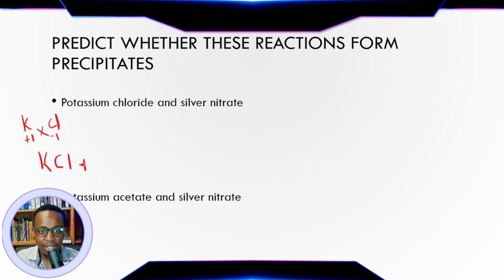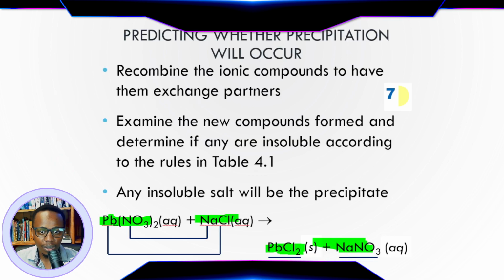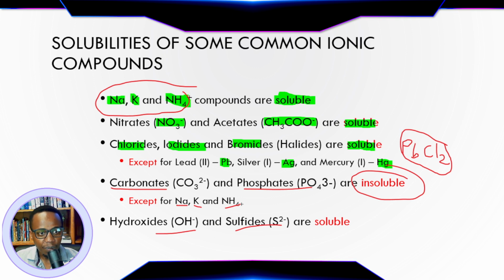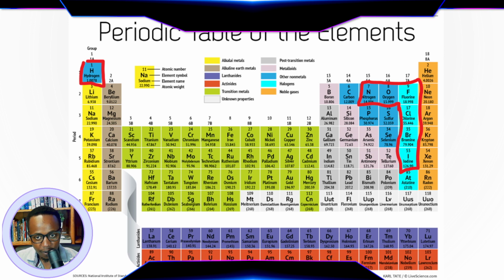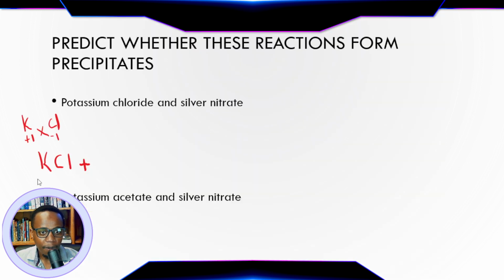plus silver nitrate, right? Silver nitrate, and silver can have different charges. We looked at it. It's one of those in the periodic table that can have different charges, right? You can have one or two. But here, let's go with one to just make it easier.